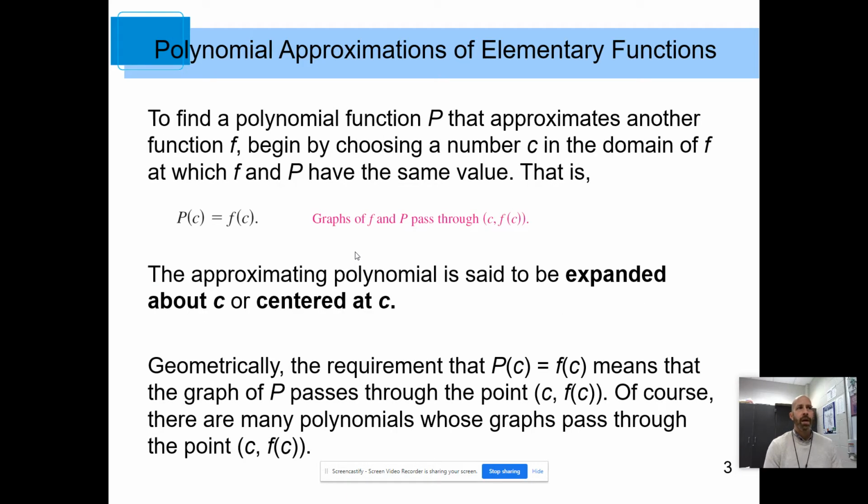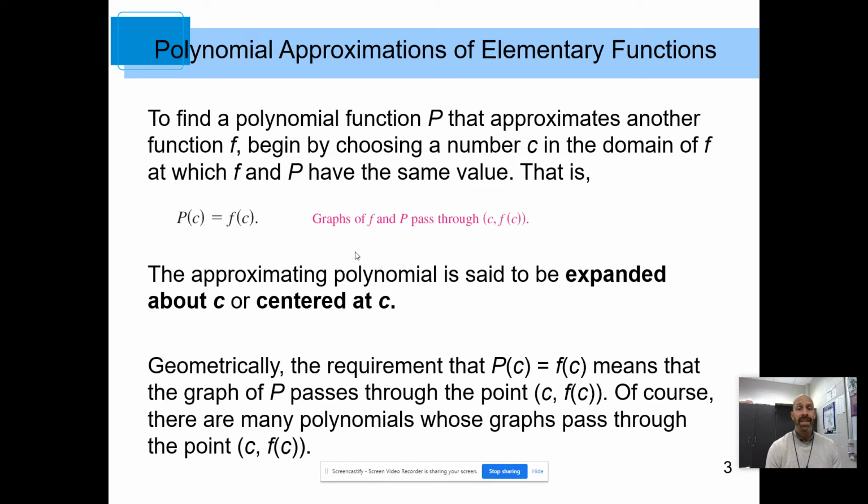So to find a polynomial function p that approximates another function f, begin by choosing the number c in the domain of f for which f and p have the same value. So p of c would equal f of c. In other words, the graph of f and the function that's going to approximate f intersect at the same point. The approximating polynomial is said to be expanded about c or centered at c.